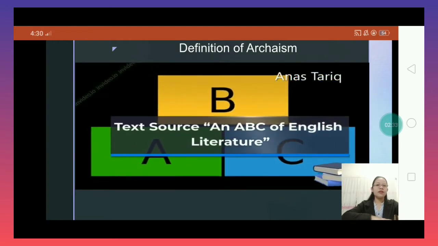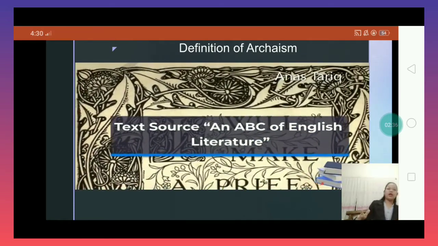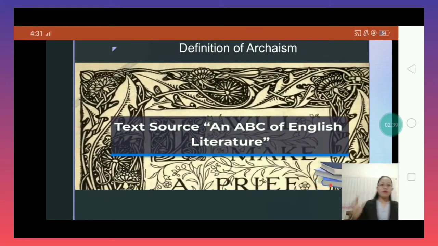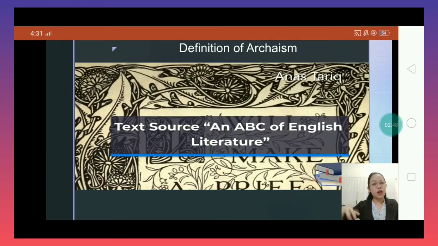Okay, this came from the text source An ABC of English Literature. Now, from the video, we can say that some of these archaic words we don't usually know in daily conversation. We don't use them to communicate with other people. But if you are an AB English major, you should know about it, because it is one of the keys for you to understand more in English literature as well as in the English language.